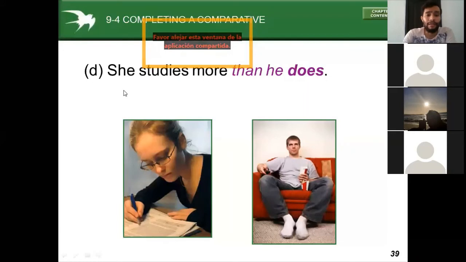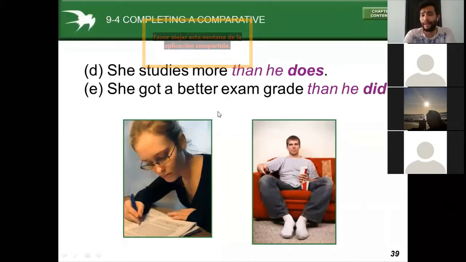Now, take a look at this. Again, another example. This one is in the past form. She got a better exam grade than he did. Again, got, obtener, ella tuvo, right? So, if you translate it, ella estudia más de lo que él lo hace. O en otras palabras, ella estudia más de lo que él estudia, right? And ella obtuvo una mejor nota que la que él obtuvo. This did está haciendo referencia a get. All right? Is that clear?